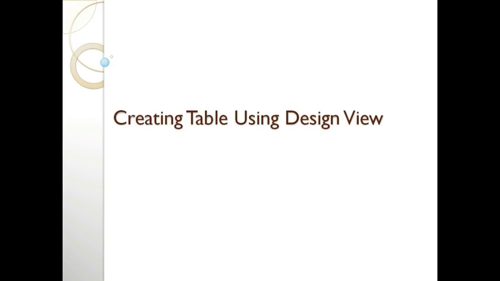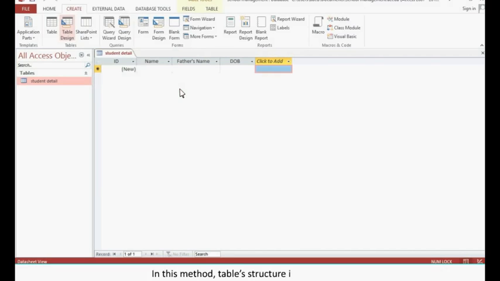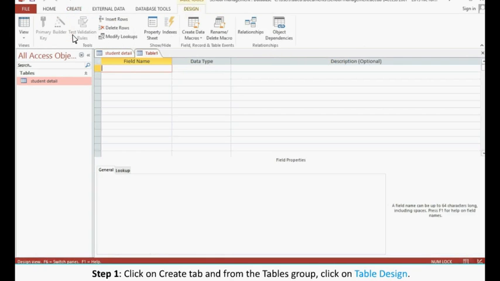Creating table using design view. In this method, table structure is created first. We define field names and their data types before actually creating a table. Step 1. Click on Create tab and from the Tables group, click on Table Design option. A blank table structure will open in design view.